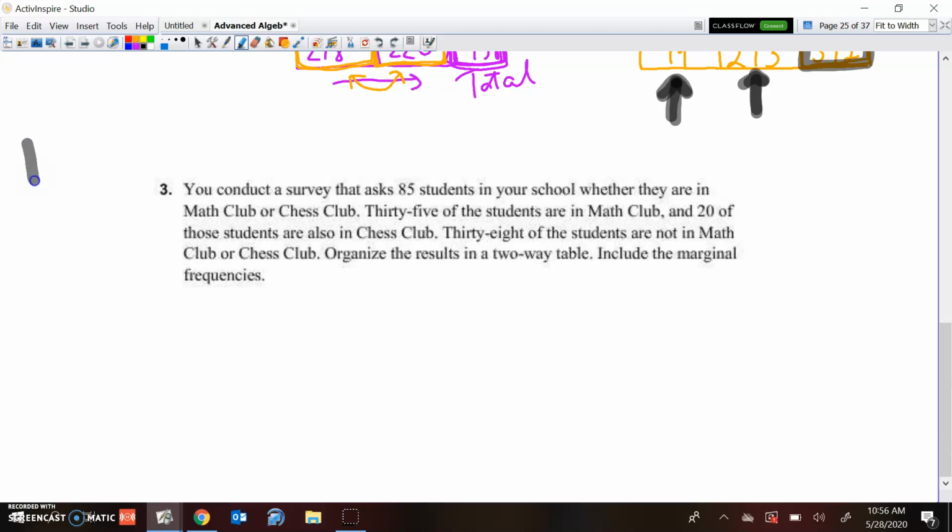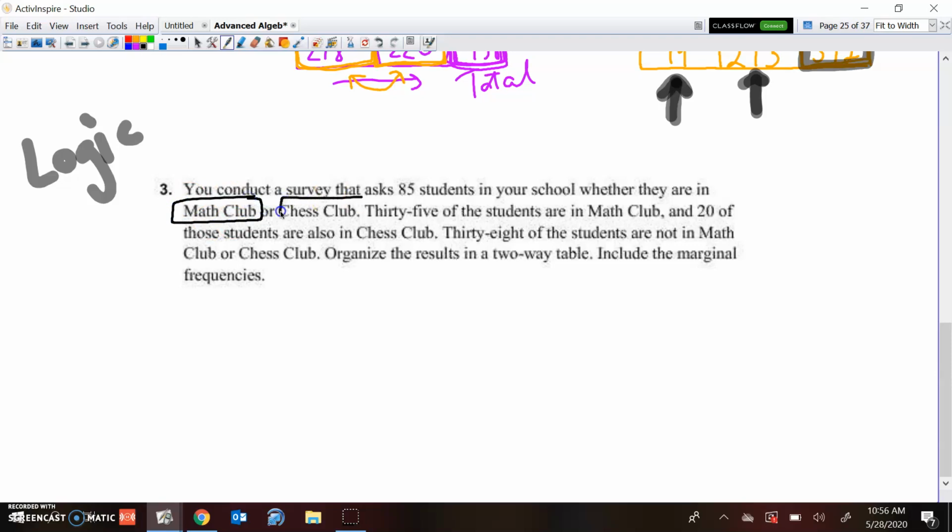This is where that logic puzzle kind of comes into play, and you can see why, because that's pretty tricky in the phrasing. So we're just going to take it slowly. First, what I need to do is figure out my categories. So if I interview people, they're either in math club or chess club.